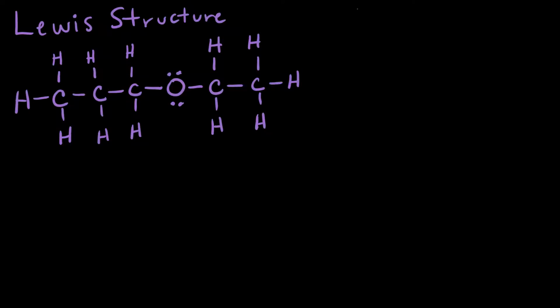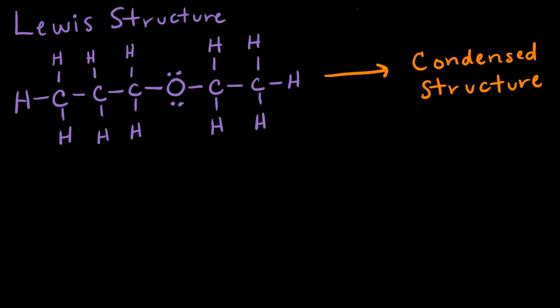In this class, we have to write a lot of structures, and it would get really tedious if we had to draw full Lewis structures all of the time. So we abbreviate the Lewis structure. And one way of doing this is to write what's called the condensed structure.